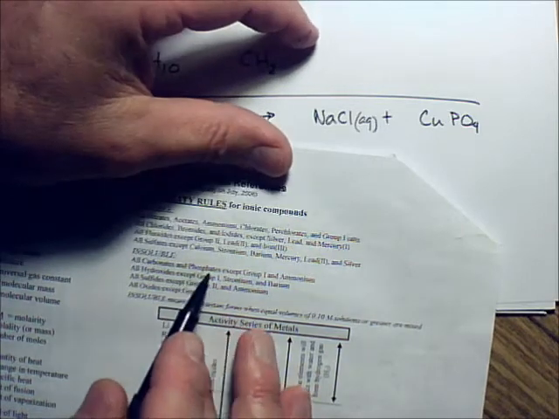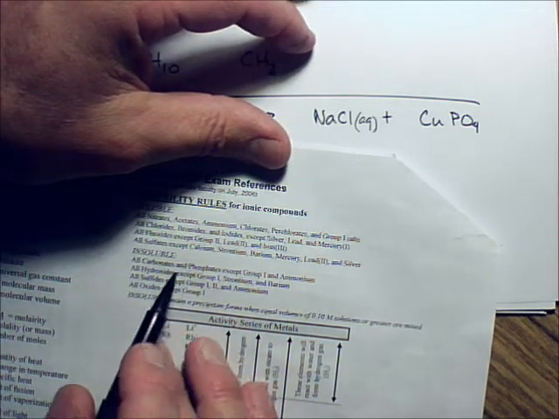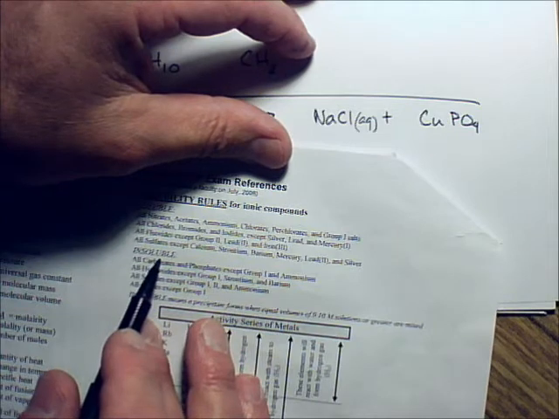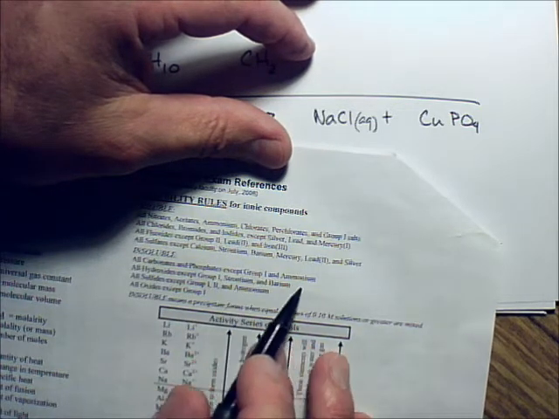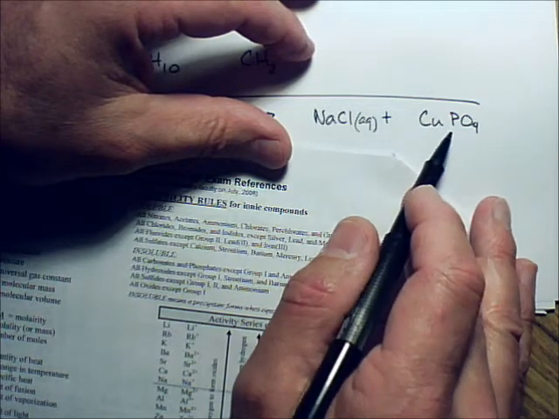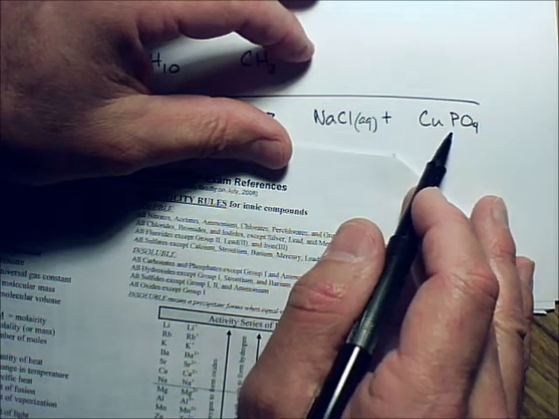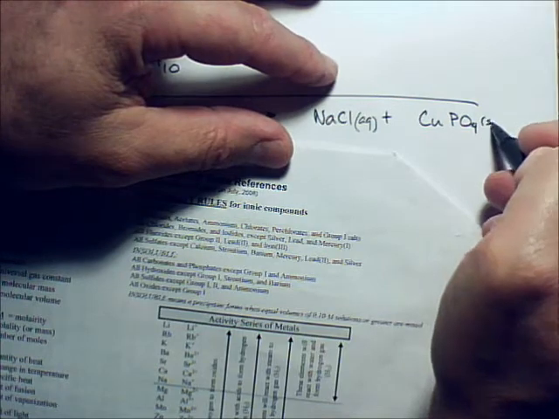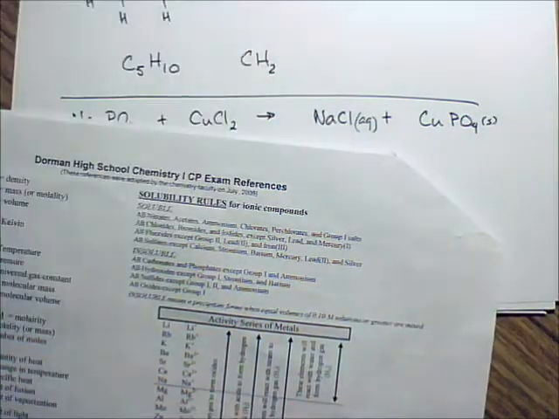Okay, so phosphates, it says down here on the solubility rules, are insoluble, except when they're with group 1 or ammonium. Well, that's not group 1, it's not ammonium. So therefore this is going to be not aqueous, and therefore a solid. So we do have a driving force. Now we can do everything else we need to do.